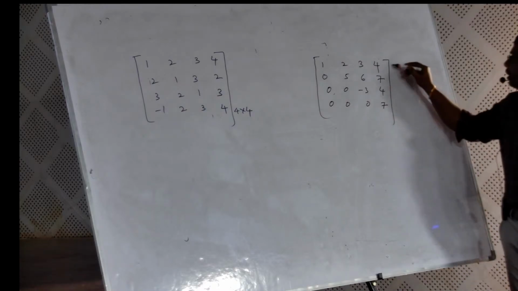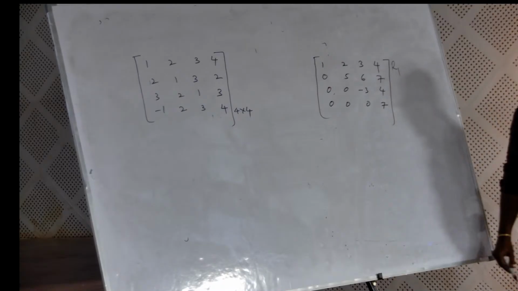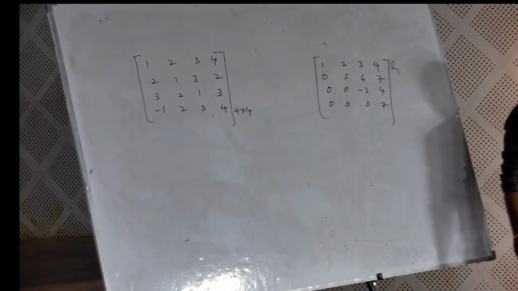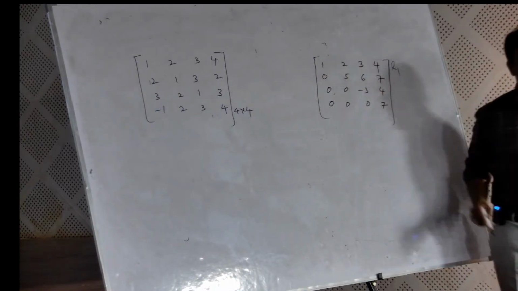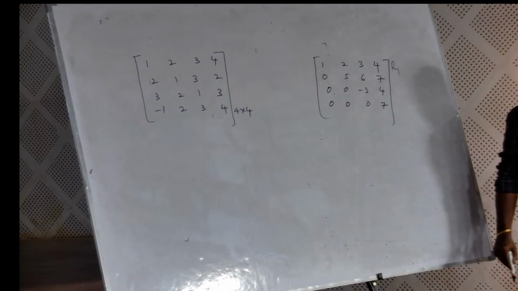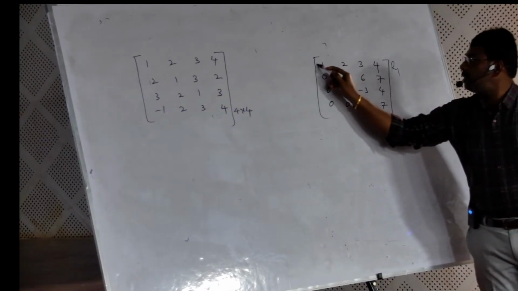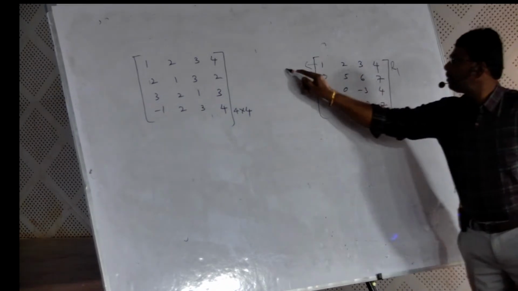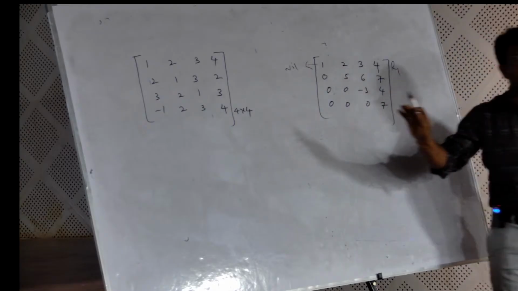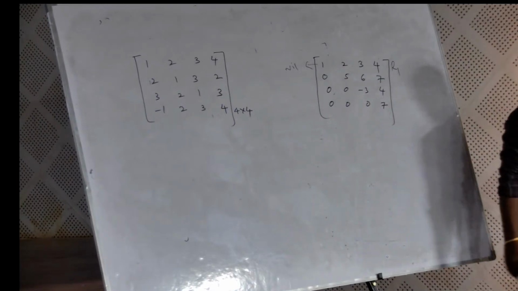So what is the first row? 1, 2, 3, 4. In the first row, what is the first non-zero element? 1. In the first row, the first non-zero element is 1. So before this one, is there any zero that you are observing here? No. There is no zero in front of 1.